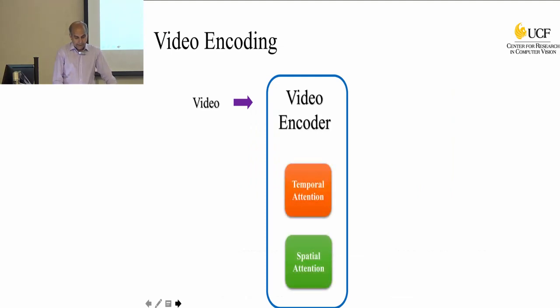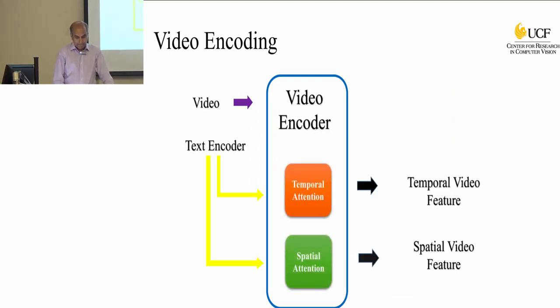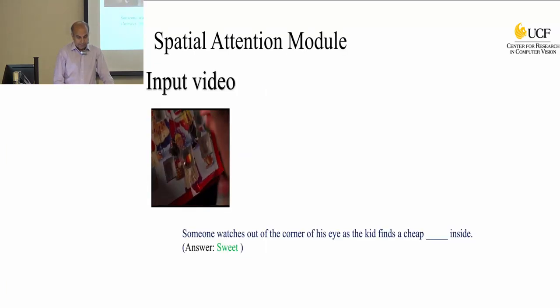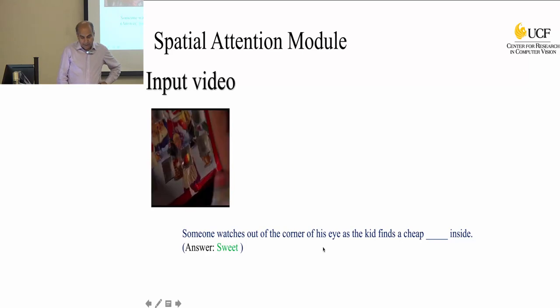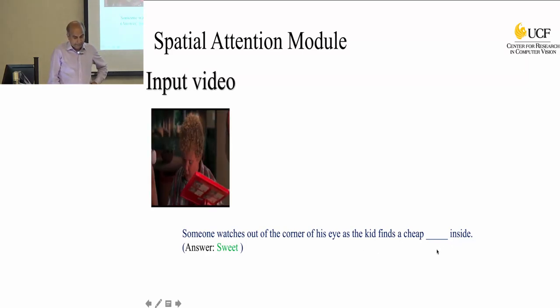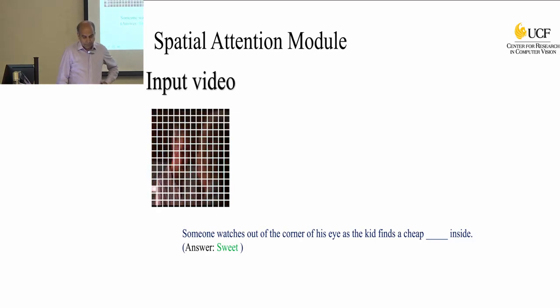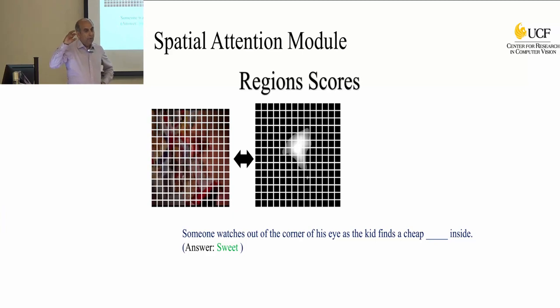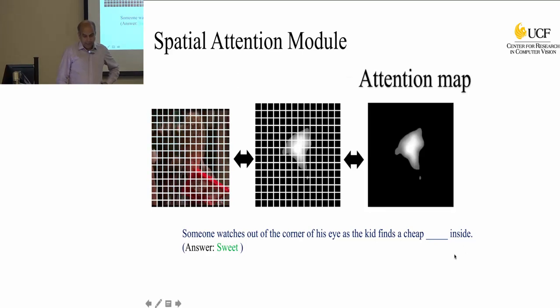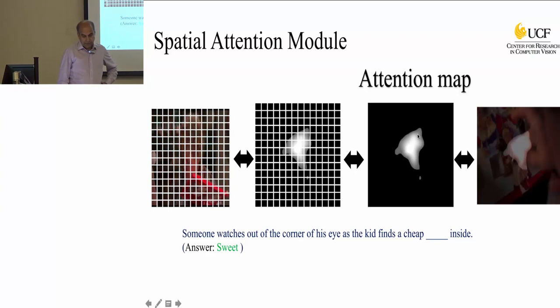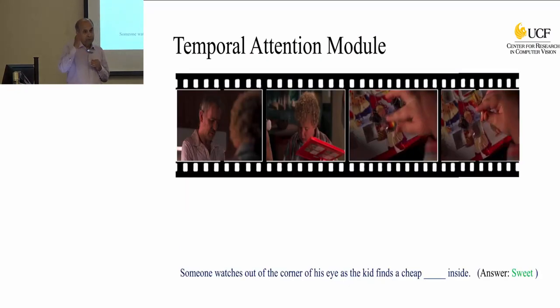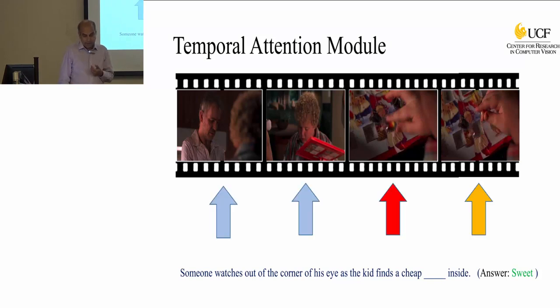For the video encoder, again we have temporal attention and spatial attention, and find these features. Suppose you input a video like this. The sentence is, "Someone watches out of the corner of his eye as the kid finds a cheap blank inside." The blank is "sweet." So we take the image and want to find where this sweet is, the particular region, the attention, which means where attention is being paid when the sentence is said, and get a score. You will find that this is the region where the sweet was, which is interesting. We can do the same for temporal attention, and this is a frame where he's actually handling the sweets.